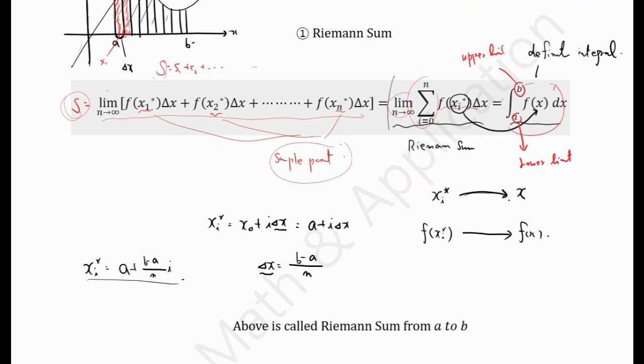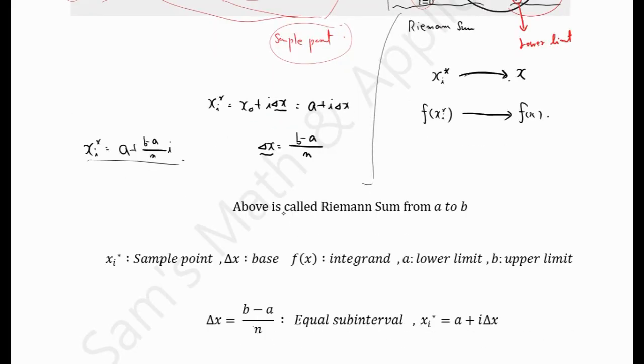This limit and sigma expression is called the Riemann sum. And xi is the sample point, delta x is the base. The base is the same. So f(x) is called the integrand, a is called the lower limit, b is called the upper limit, and delta x, the base length, is (b minus a) over n, the subinterval, and xi is x0 plus i delta x.